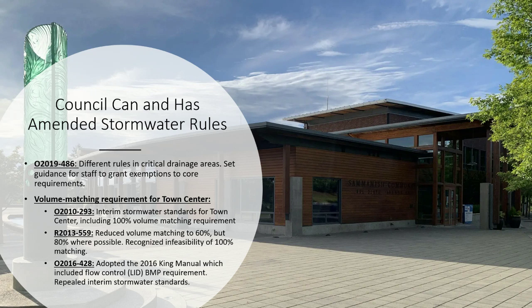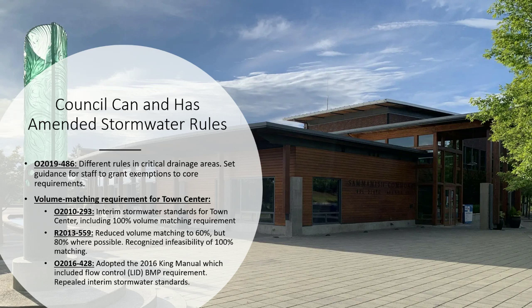In 2010, LID BMPs were not required in our surface water design manual, so this code was Council's attempt to get ahead of the manual. The interim standards were meant to be temporary until the manual incorporated LID BMPs. In 2013, the then Council reduced the volume matching standard to 60%, with the goal of achieving 80% matching where feasible. In 2016, Council adopted the 2016 King County Surface Water Design Manual.